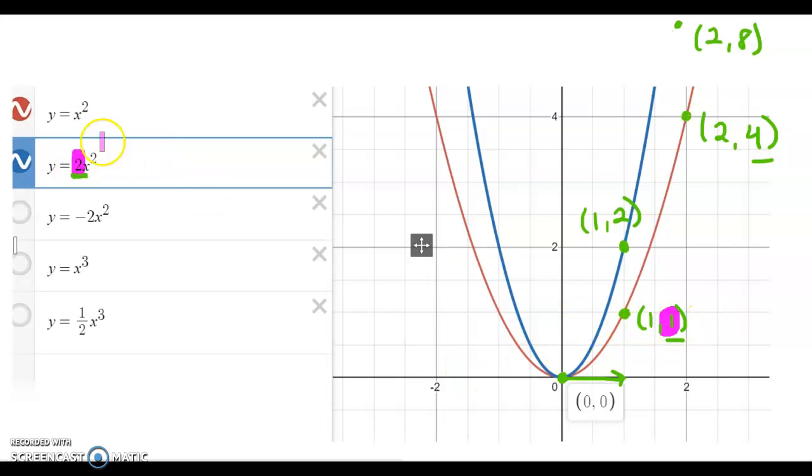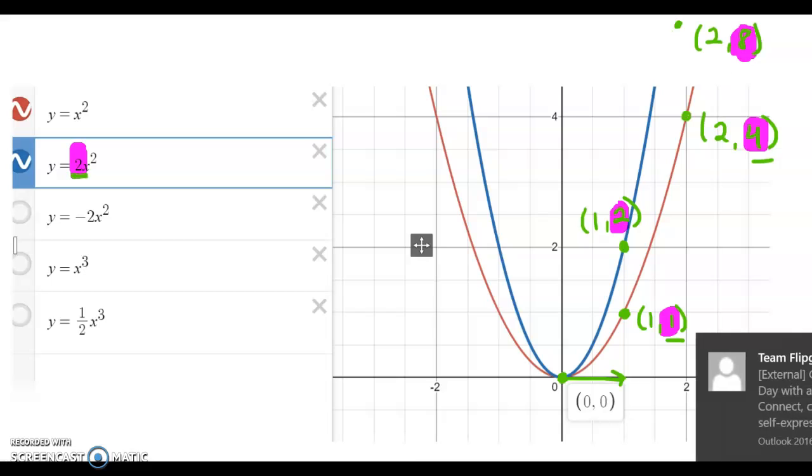So 1 times our a value of 2 will give us our new y value of 2. Move another unit to the right. Instead of 2, 4, we're going to multiply the original y value of our key point from our parent function by, again, our a value. 2 times 4 is going to give us that new y value of 8. That's how you're going to graph your a value whenever you have it.